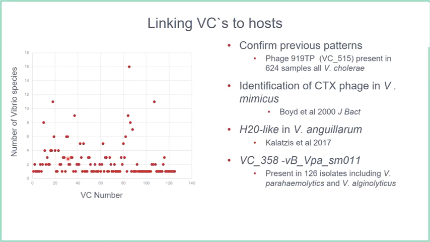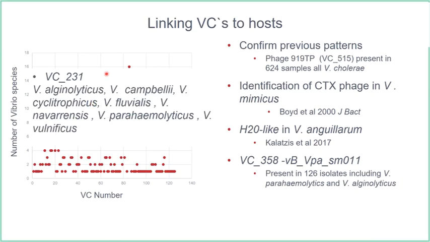So this figure here is the VC cluster number. So each one of these just represents a group, and this is the number of different Vibrio species that we found it in. So this one is quite unusual. So it's found in up to 16 different Vibrio species, suggesting it can move about from one host to the other, whereas a lot of them were restricted to just one. Okay, so this is T31, which is the promiscuous one.